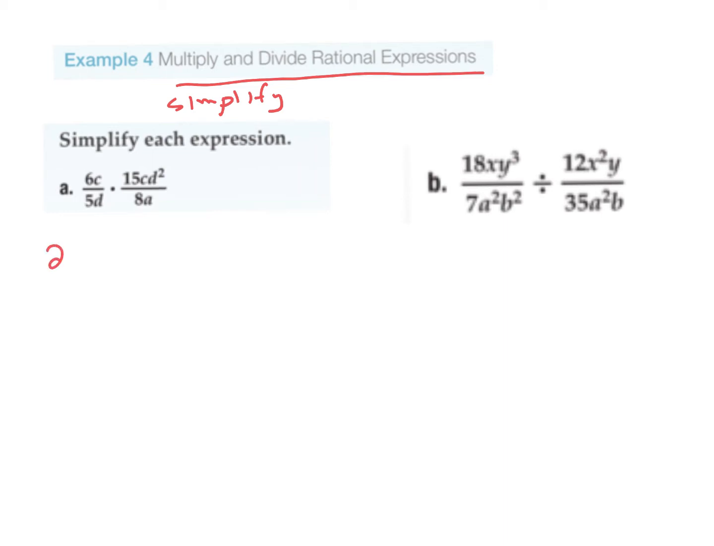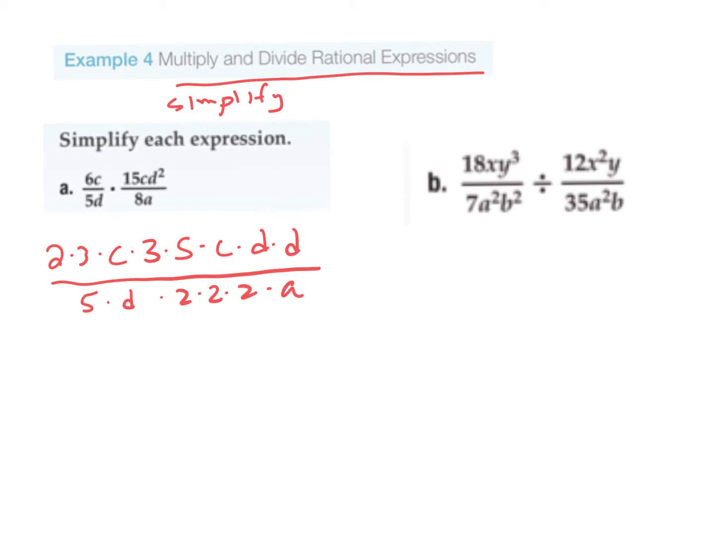So 6 is 2 times 3 times c times 3 times 5, that's the 15, times c times d squared, which is just dd. And then if I do the denominator, I have a 5 times d times 2 times 2 times 2 times a. All I did was factor each of those numbers. Doing a factor tree is one way of doing it. So for example, if I have my 8, I can go 2 times 4, and then the 4 factors to 2 and 2, and that's where the three 2's come from. So that's just a factor tree.